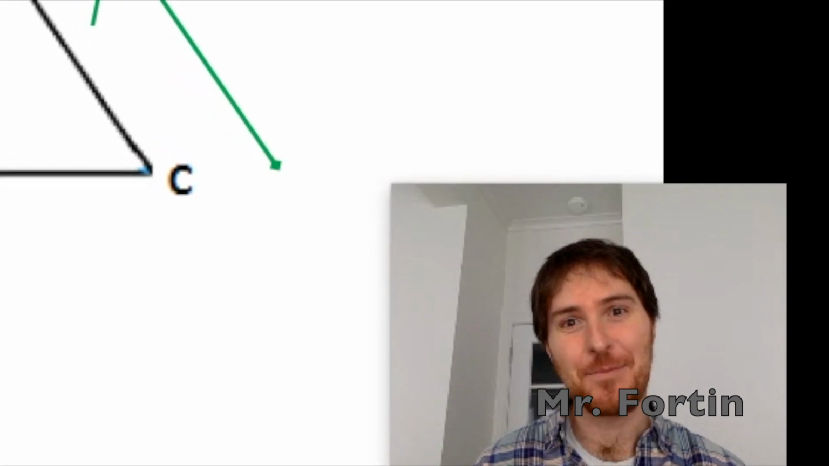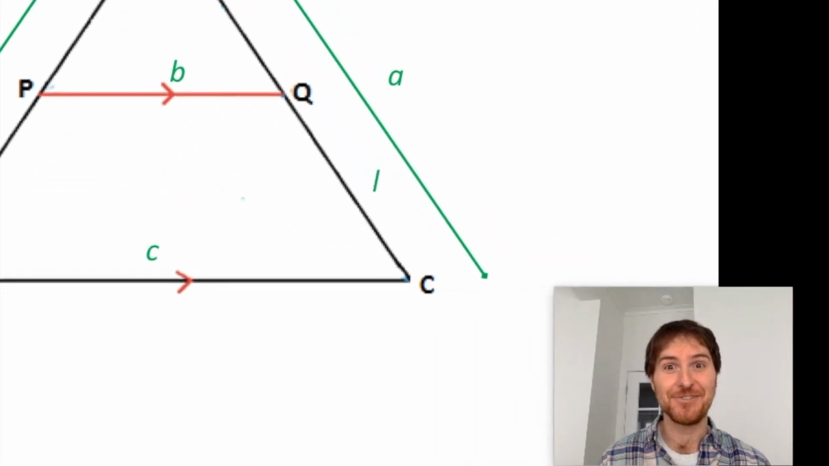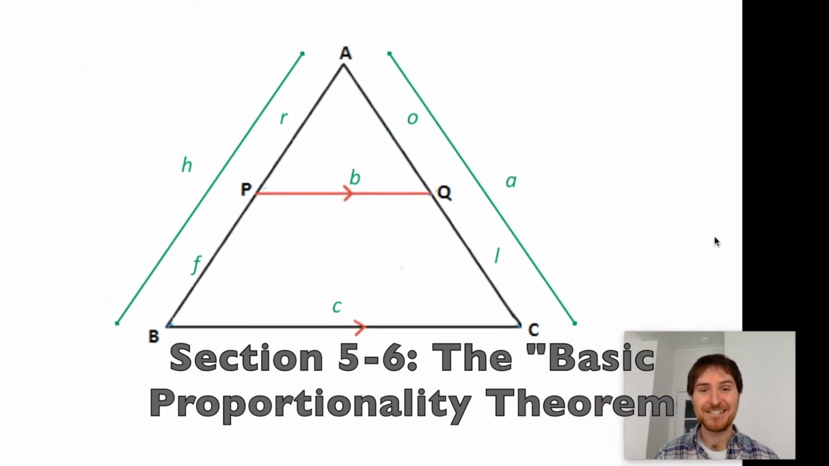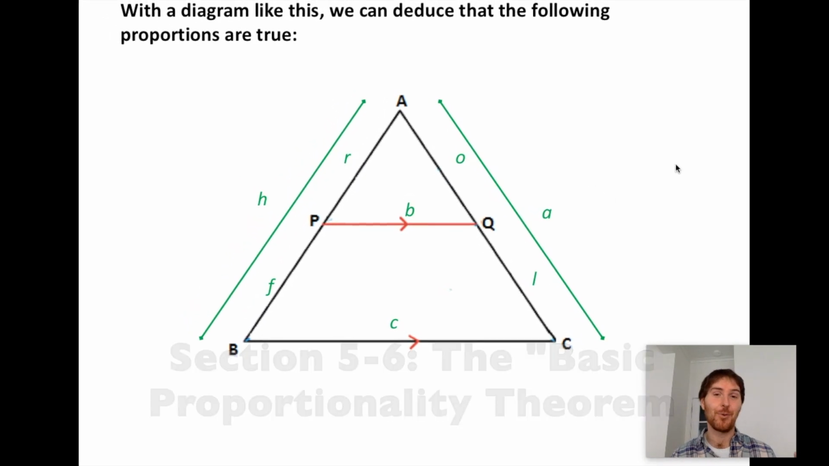And it's gonna get crazy today. Section 5.6, the basic proportionality theorem, your final section of chapter 5. And in case you're not convinced how crazy it's gonna get today, with a diagram like this, we can deduce that the following proportions are true.